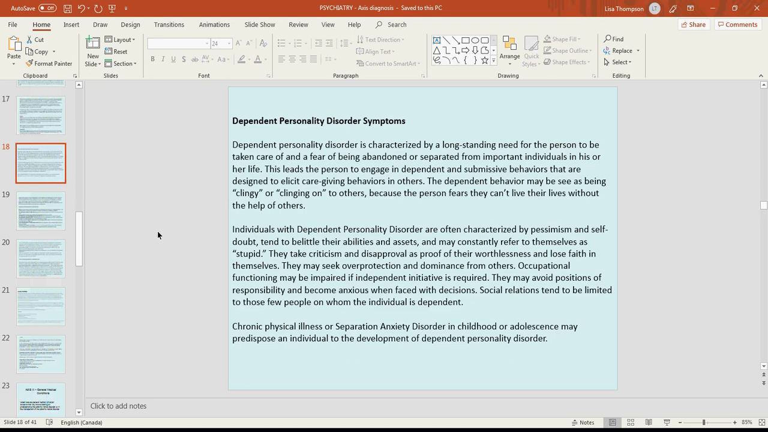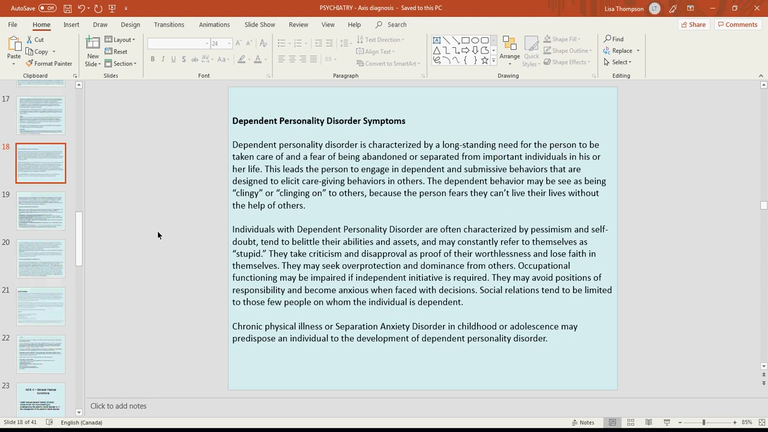Dependent personality disorder symptoms. Dependent personality disorder is characterized by a long-standing need for the person to be taken care of and a fear of being abandoned or separated from important individuals in his or her life. This leads the person to engage in dependent and submissive behaviors that are designed to elicit caregiving behaviors in others. The dependent behavior may be seen as being clingy, because the person fears they can't live their lives without the help of others.